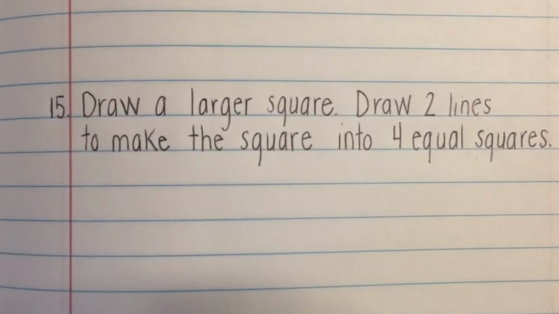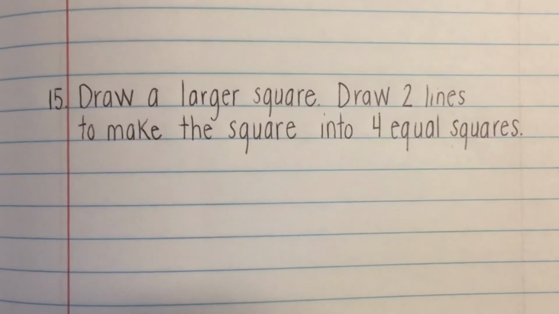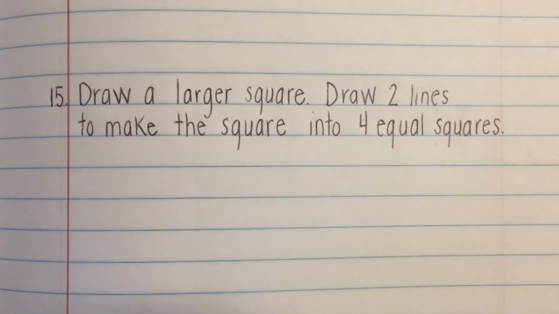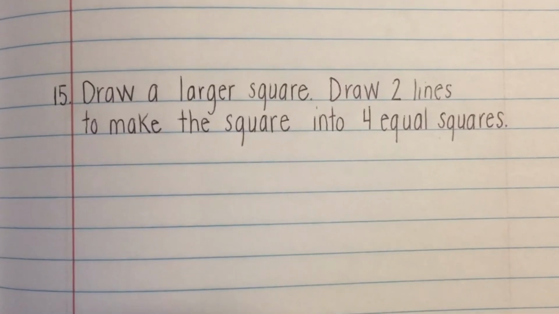And number 15 says, draw a larger square. Draw 2 lines to make the square into 4 equal squares. Now that you have completed numbers 13, 14, and 15, your problem set is complete.